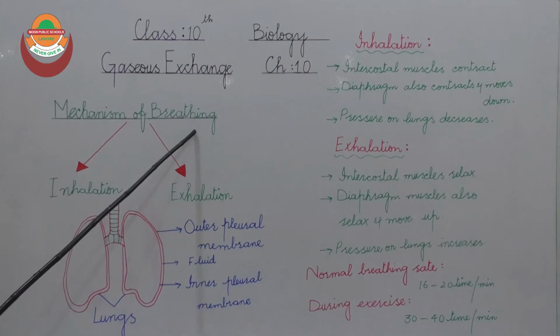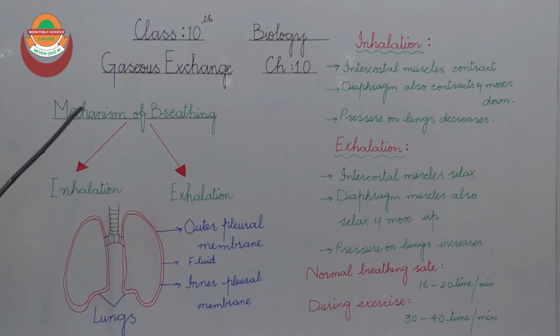Today we will discuss another topic of gaseous exchange, and that is the mechanism of breathing. So what is breathing? Breathing is a process through which animals take air in to get oxygen from it and then give out air to get rid of carbon dioxide. The mechanism of breathing includes two phases. The first one is inhalation and the second one is exhalation.